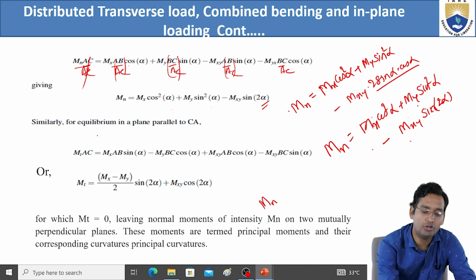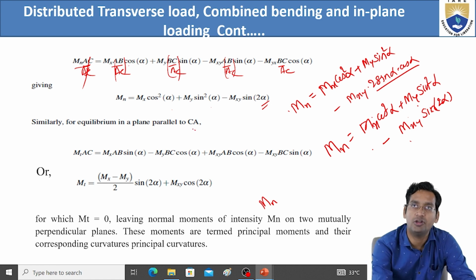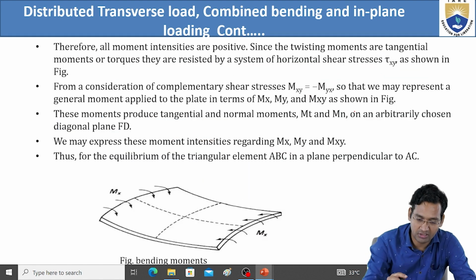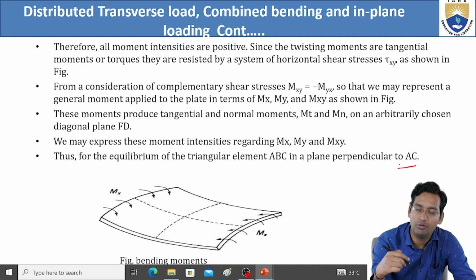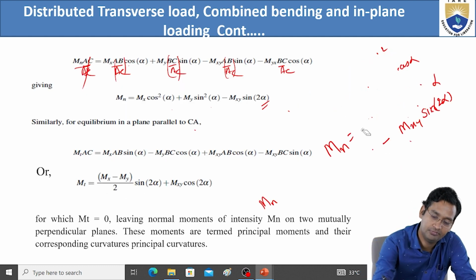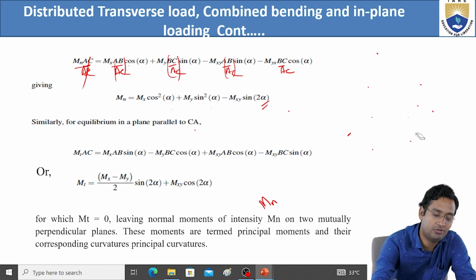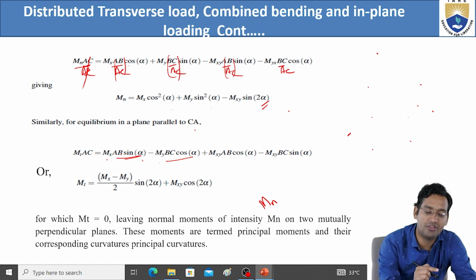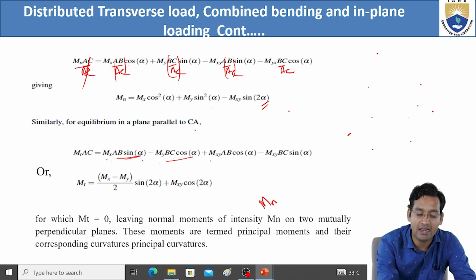Now similarly for equilibrium in the plane parallel to CA. In the previous case what we have taken? AC. Now the plane parallel to CA. So again write the bending moment. MT AC equals Mx AB sin alpha minus My BC cos alpha. Mx is the force and AB sin alpha is the resolved distance. And Mxy AB cos alpha, Mxy BC sin alpha.